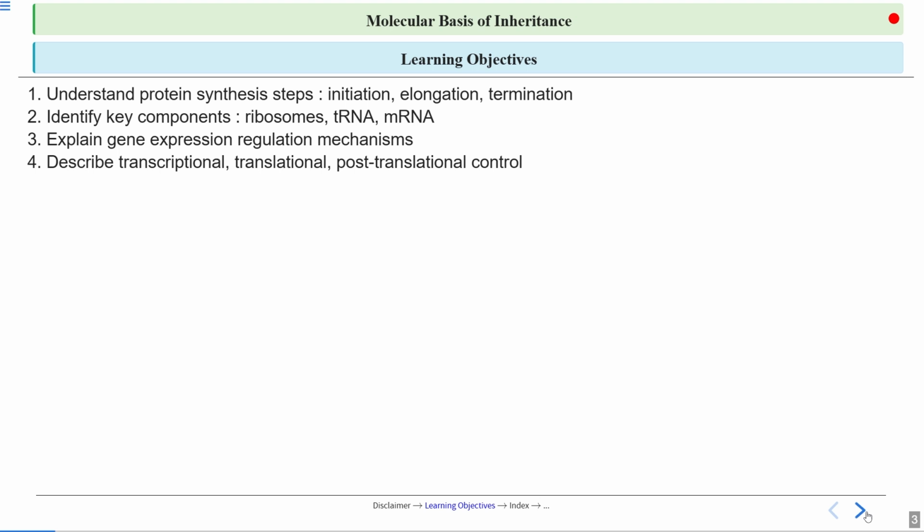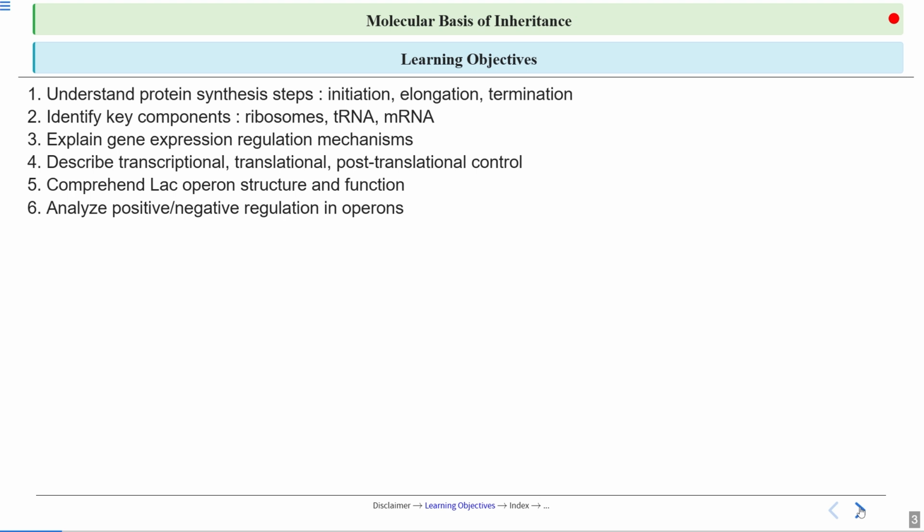Then we will describe transcriptional, translational, and post-translational control. Then we will understand the lac operon structure and function. Later, we will analyze the positive and negative regulation in the operons.